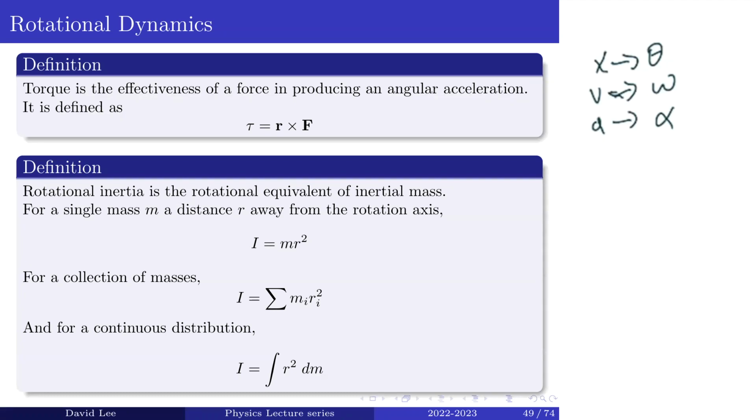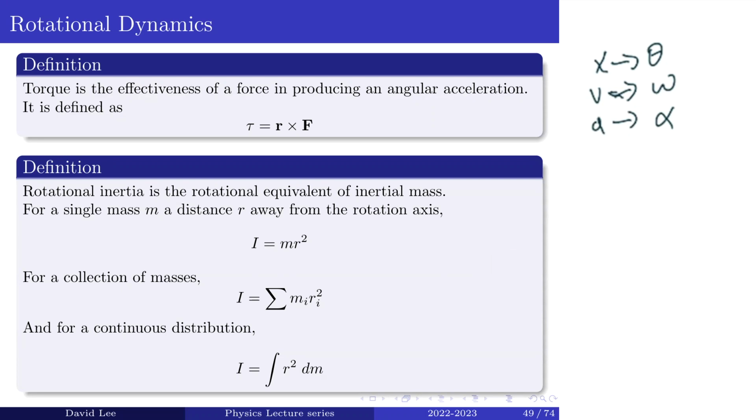Well, first of all, let's define rotational inertia. It's defined as mr squared for a single mass. So if we have some axis here and a mass that's rotating around, and this is r, then the moment of inertia is mr squared. If we have a collection of masses, we just add up each mr squared. And for a continuous distribution, it's just the integral form of adding everything up.